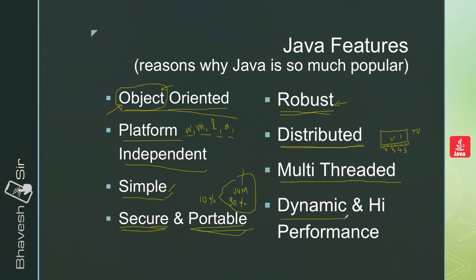The next thing is dynamic and high performance. The Java language provides us a dynamic application and its performance is high. The reason for high performance is that 90% of the code is already there inside the JVM, and 10% is written by the developer, right? So it gives us high performance.